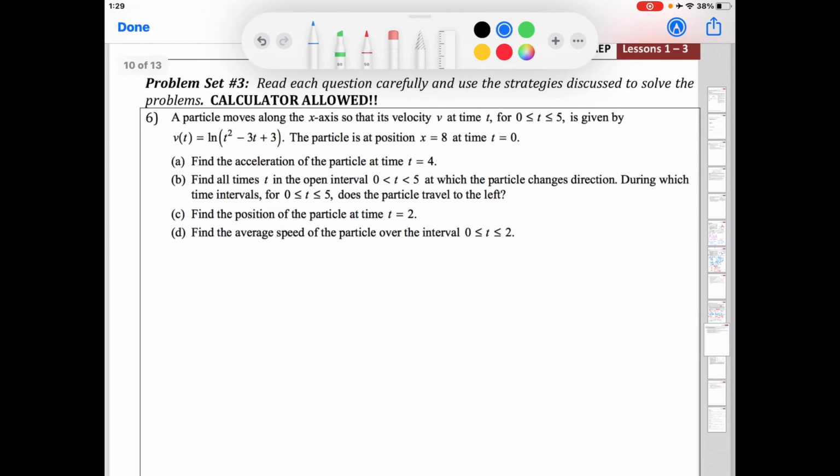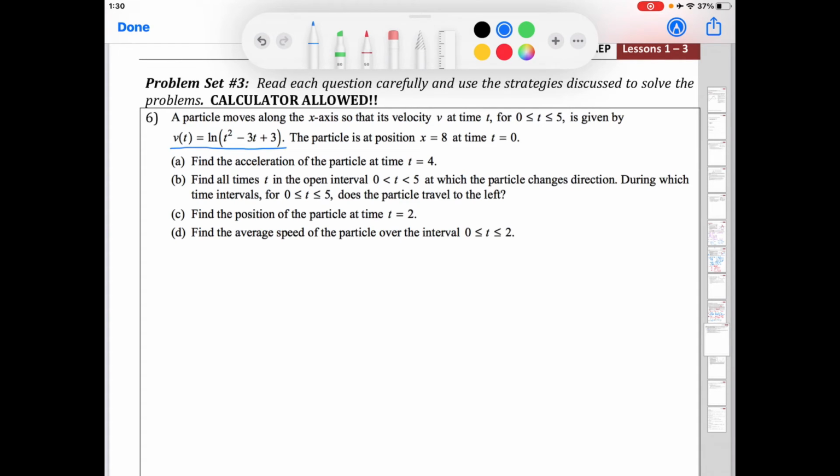Okay, so let's start with example 6. Again, this is a calculator question. This whole lesson is calculator based. So let's get going. A particle moves along the x-axis so that its velocity v at time t, for t between 0 and 5, is given by v of t equals ln of (t squared minus 3t plus 3). The particle is at position x equals 8 at time t equals 0.